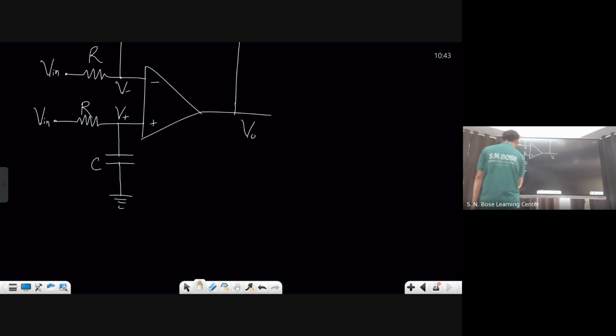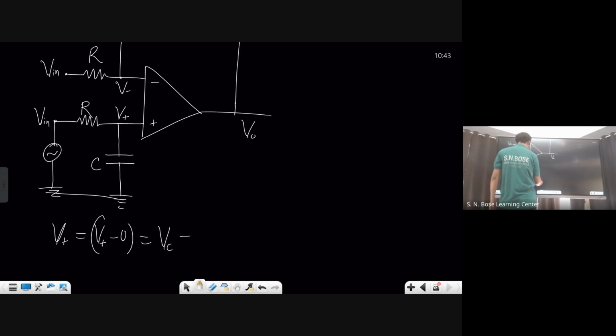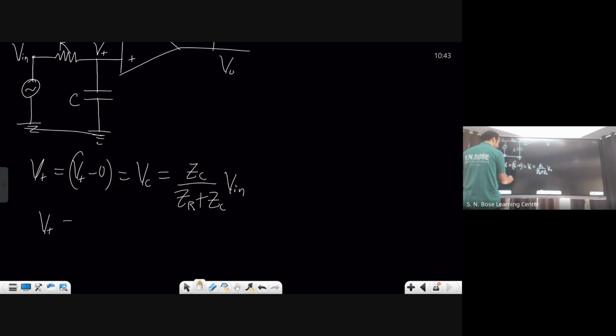V plus is nothing but V plus minus ground, that's nothing but VC. VC, again, potential divider formula, you got to find. V in is here. Potential divider formula, what is VC? ZC divided by ZR plus ZC into V in. So that's why V plus is ZC by ZR plus ZC into V in. Or you just do that one.